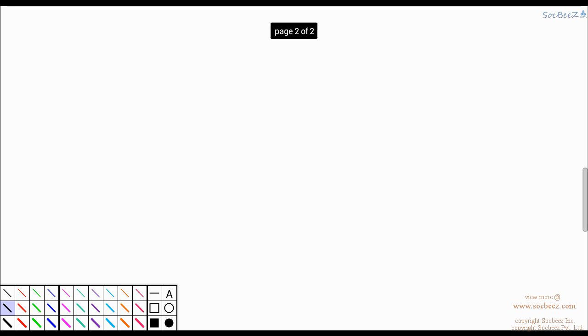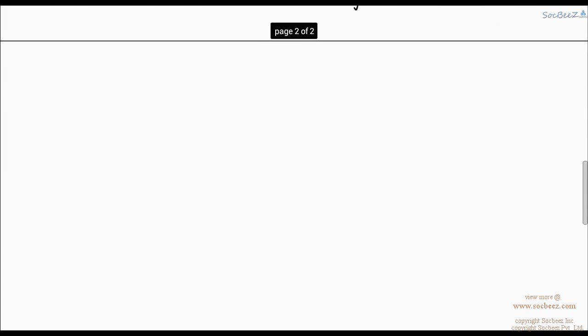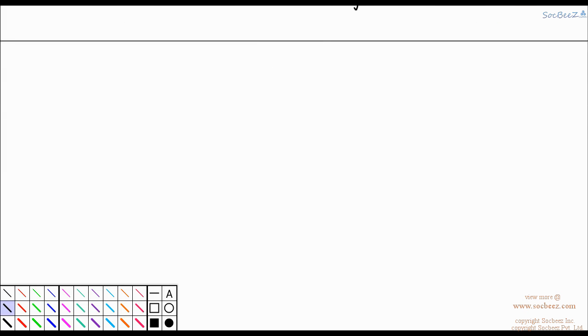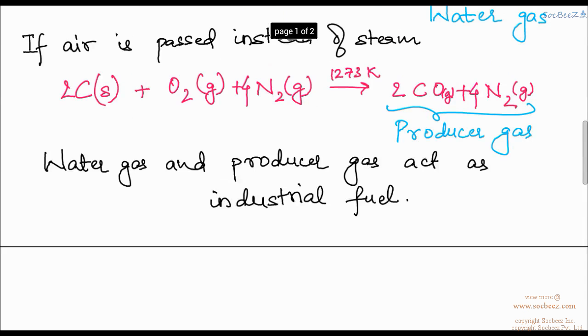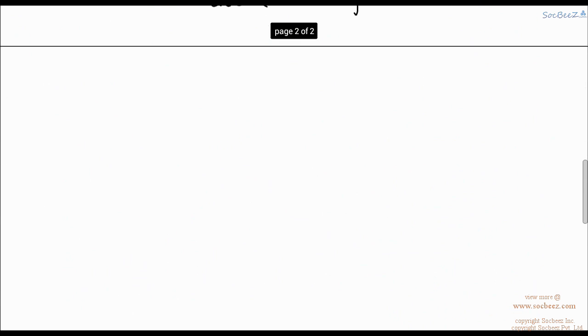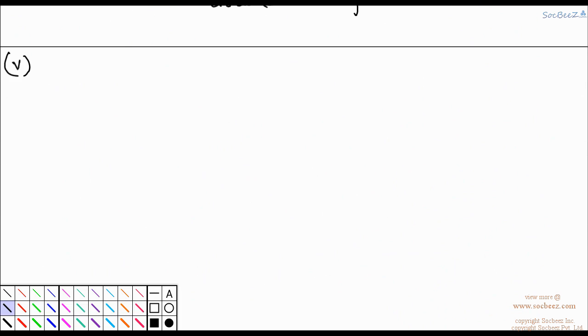Now another method of preparation of carbon monoxide, the fifth method, is when carbon dioxide is reacted with hydrogen. Hydrogen is again a reducing agent. So this would produce carbon monoxide plus water. This is also one of the methods of preparation.